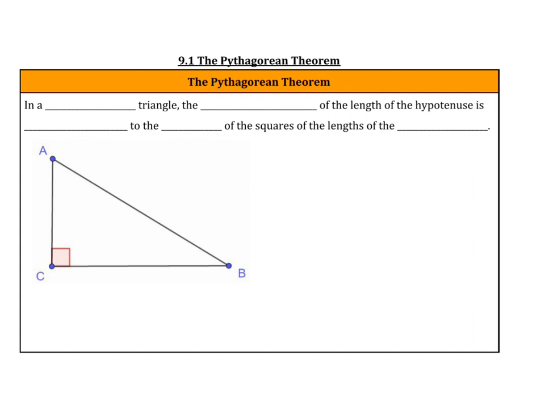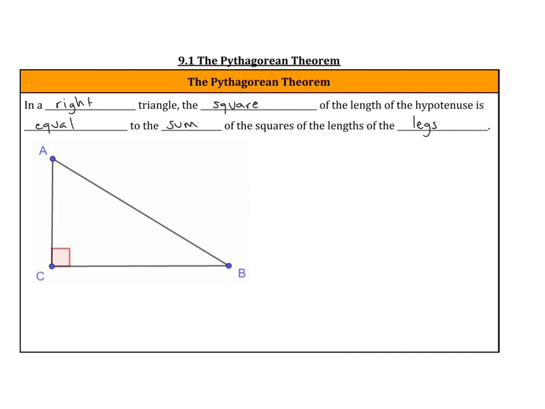The statement says, in a right triangle, the square of the length of the hypotenuse is equal to the sum of the squares of the lengths of the legs.